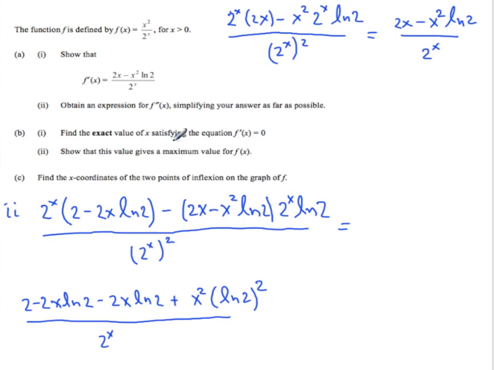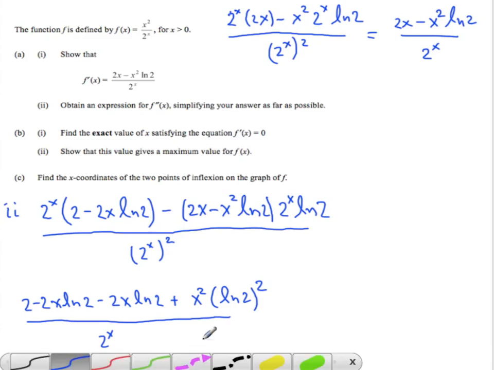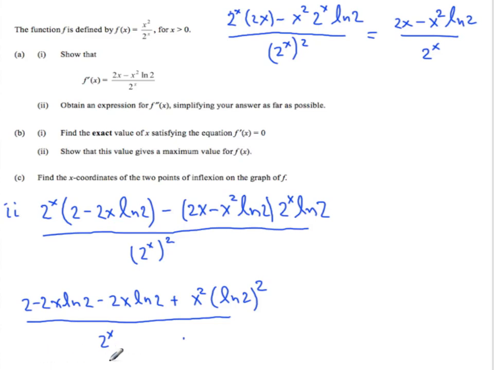Find the exact value when f prime equals 0. See if I can fit this over here. Okay, that's good. So let's go. Let's take this out. We have this exact same thing twice. So let's go minus 4x ln 2, like that.